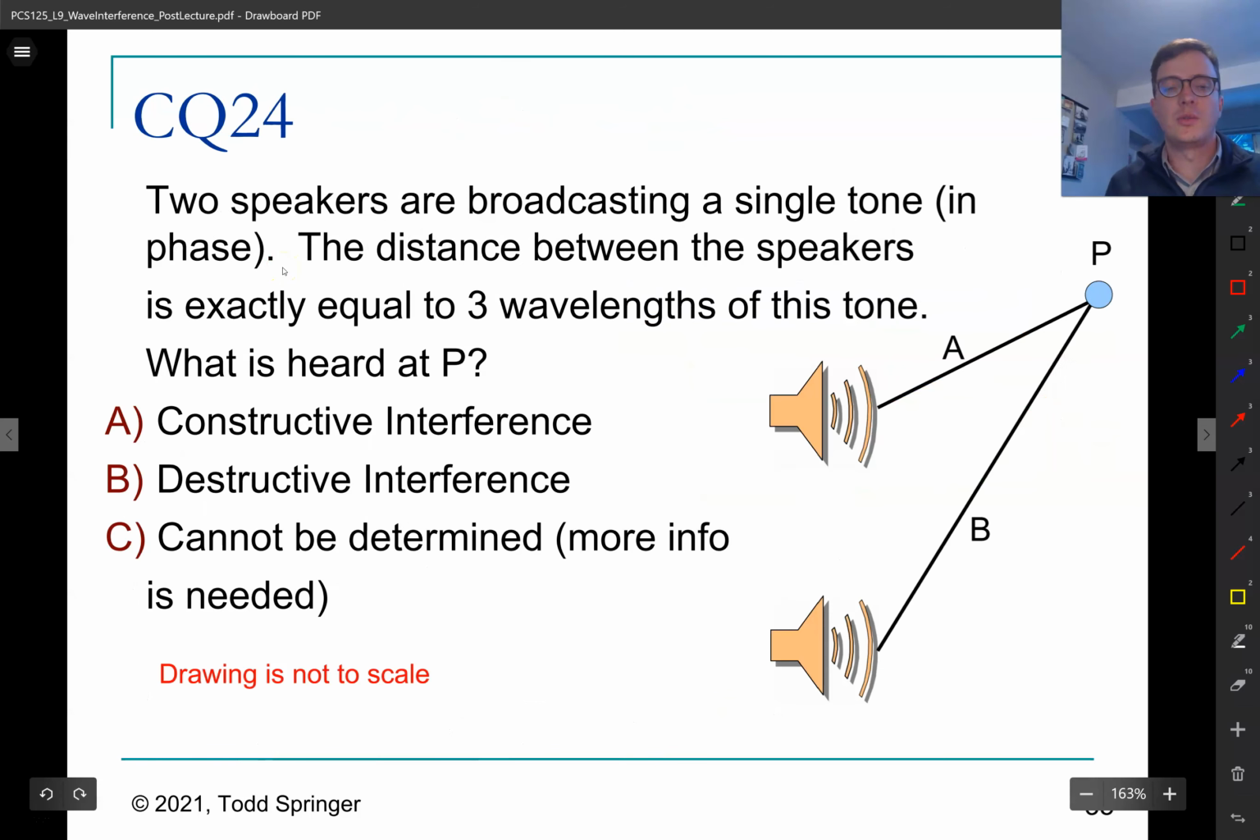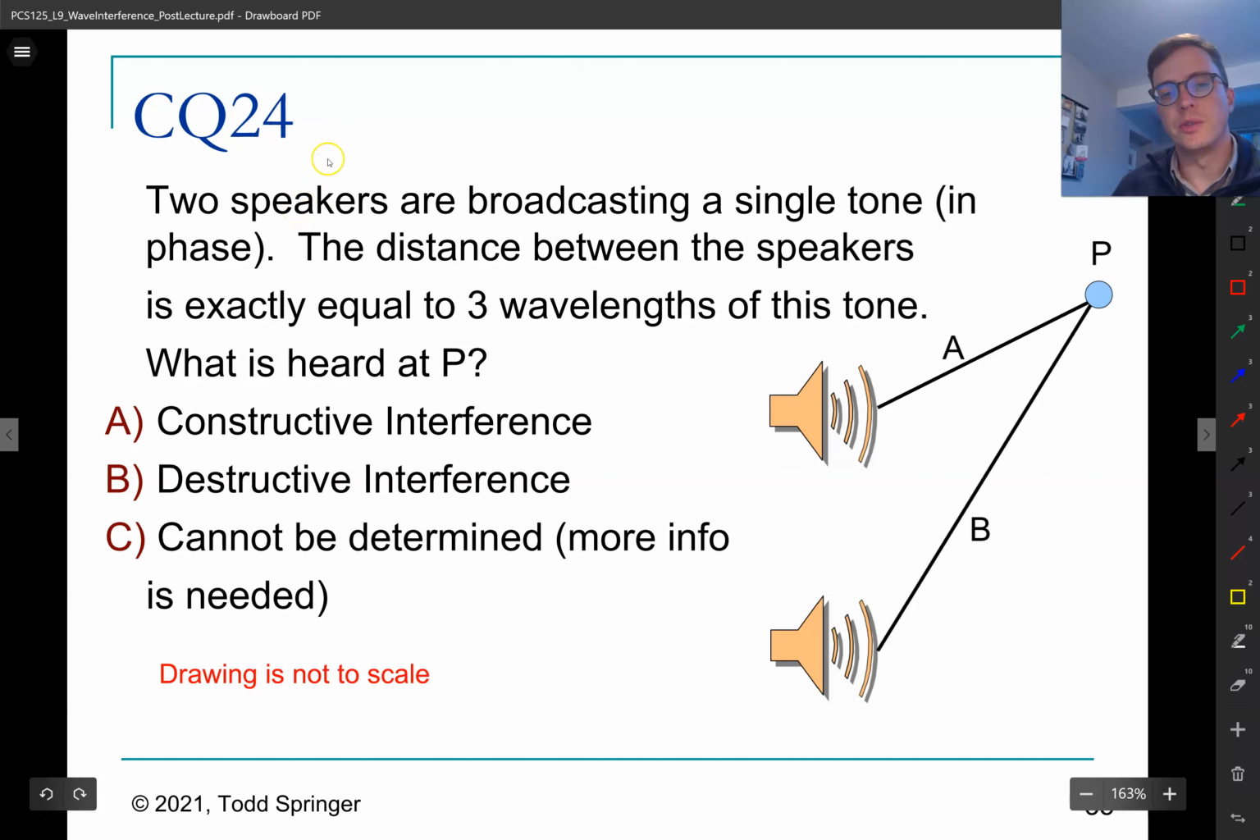To finish, let's do this clicker question. Two speakers are broadcasting a single tone in phase. The distance between the speakers is exactly equal to 3 wavelengths. What is heard at the point P? Constructive interference, destructive, cannot be determined. Go ahead and pause the video, see if you can come up with your best guess on this one. So hopefully you have voted one of these choices.